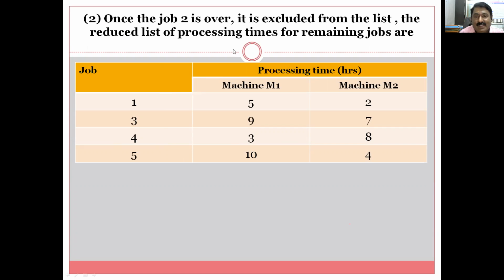Friends, let us consider once again which is the lesser. So I will say now 5, 2, 9, 7, 3, 8, and 10, 4. In a simple way I can say that this is lesser. If the job processing time is lesser in the category of M2 machine, if it is in M1, we are giving it to the first category. If it is in the M2 case, we are giving it to the last category. So giving it the number as last and removing the cell.